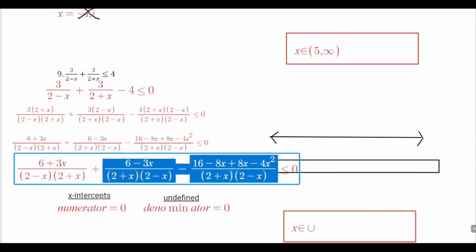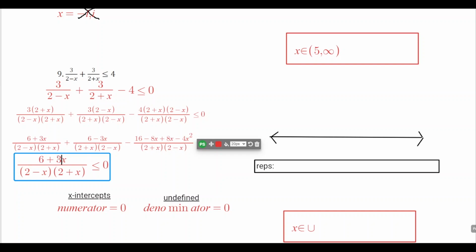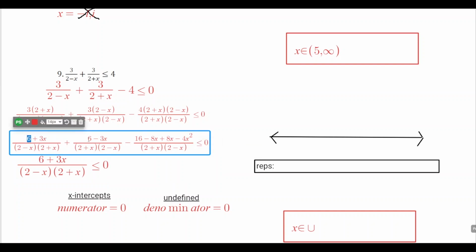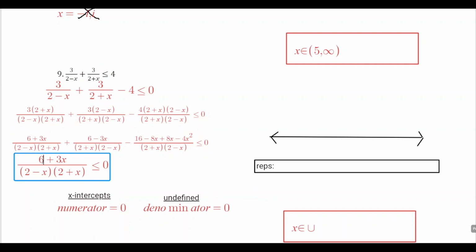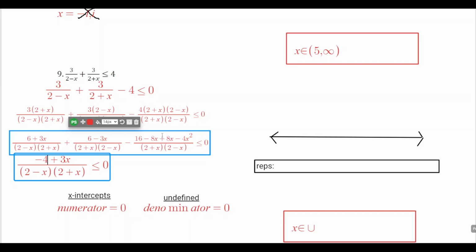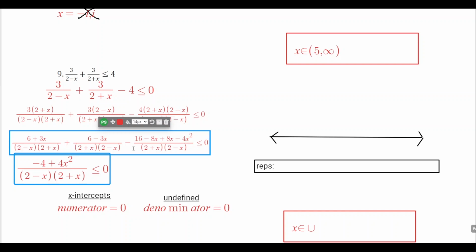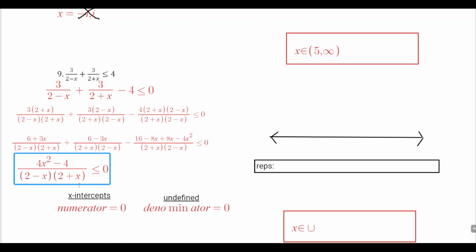So I'm going to just end up with a single fraction here. So let's see, I've got 6 plus 6, so it takes me up to 12, minus 16, that's going to be negative 4. And then we've got 3x plus negative 3x, those cancel out. Minus 8x plus 8x, so those are gone. And then the only squared term is going to be this positive 4x squared. So just rearranging this a little bit, I'm going to put 4x squared minus 4, to write it in standard form.